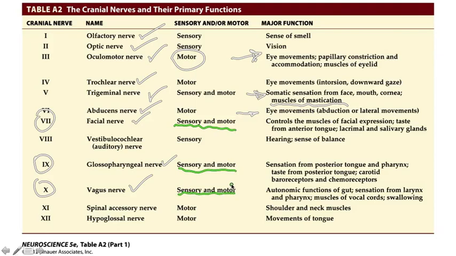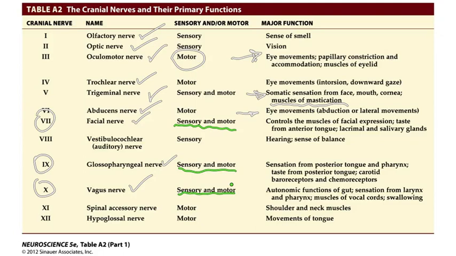So while on the face of it, these seem like the most complicated of all the cranial nerves, and indeed they are, they're all complicated in the same way. They all have sensory components, they all have motor components. Now this table is not exhaustive, but I'll just highlight some of the principal functions of each of these nerves.